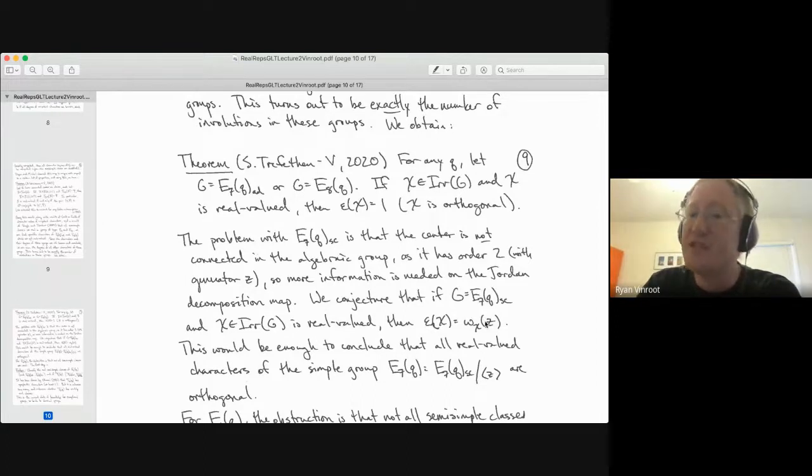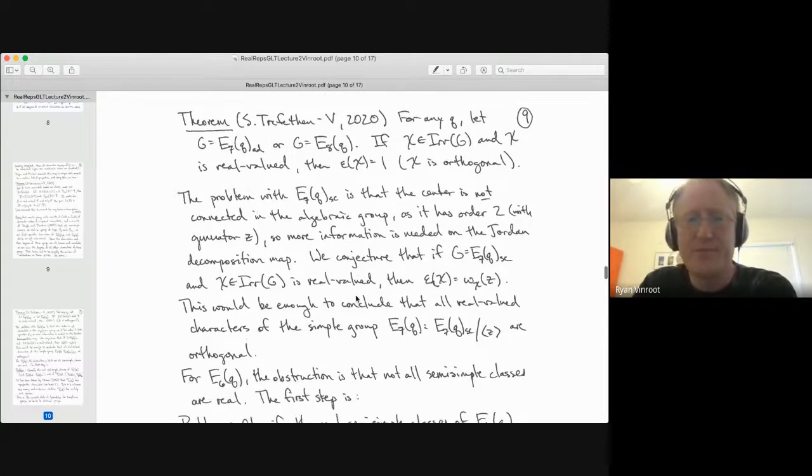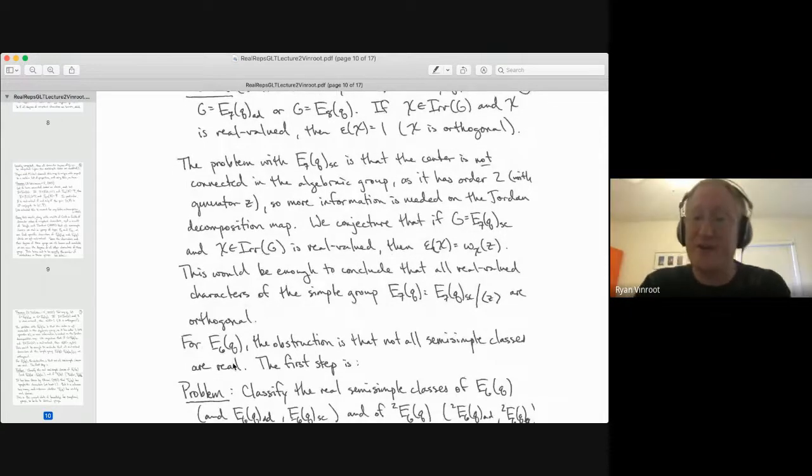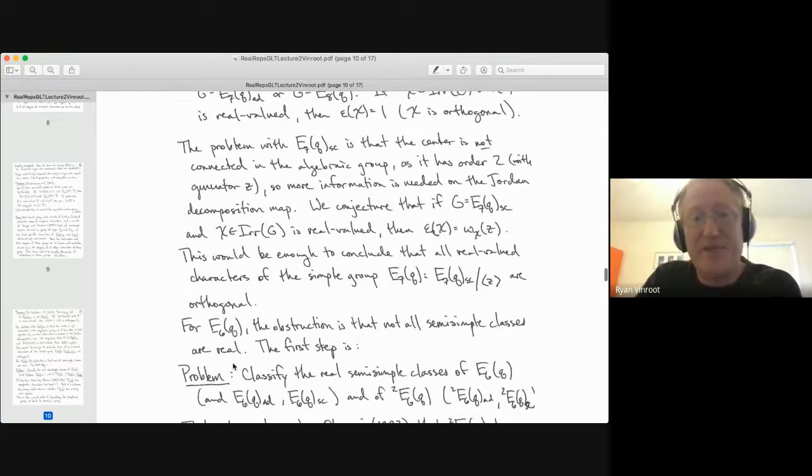And if we prove this about E7 simply connected, then as a corollary, we get that all real valued characters of the simple group E7(q) are orthogonal. So we're almost there. For E6, here's another open problem, which is very doable. We just haven't done it yet. We haven't been able to.